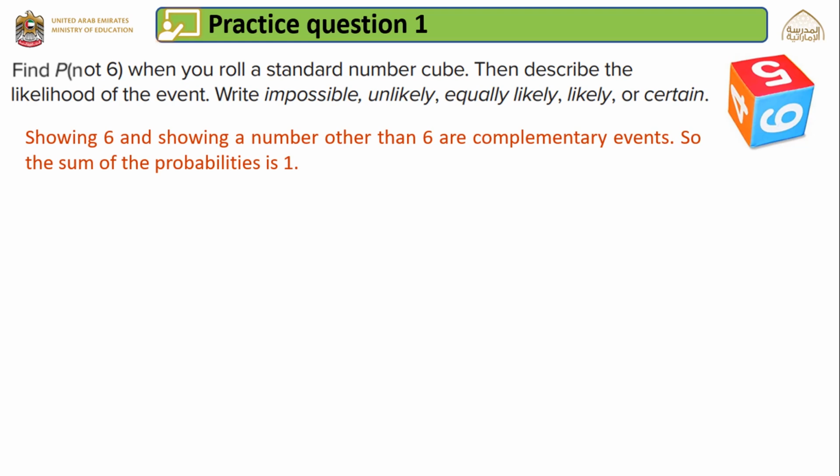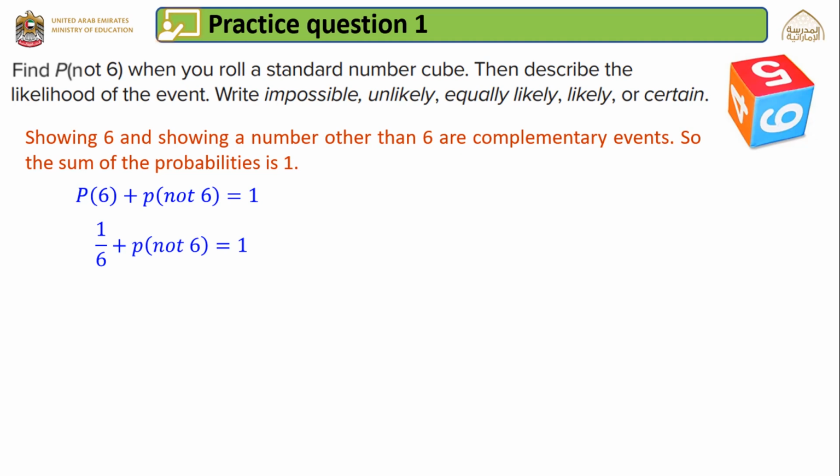Showing 6 and showing a number other than 6 are complementary events, so the sum of the probabilities is 1. The probability of selecting 6 plus the probability of not 6 is 1. We know very well that 6 occupies only one face of the number cube, so the probability of selecting 6 is 1 out of 6.